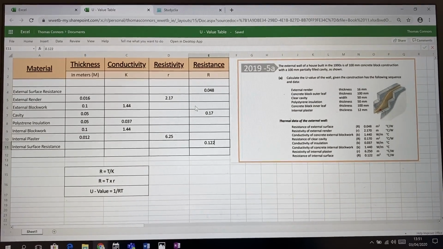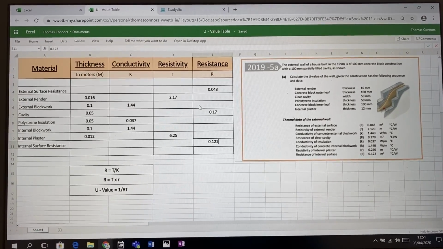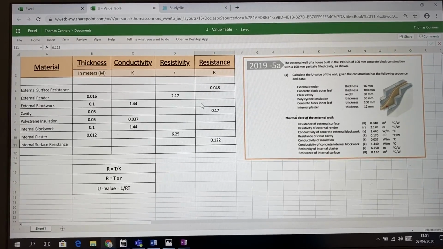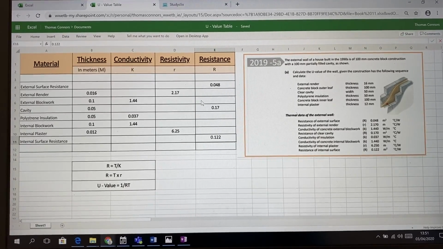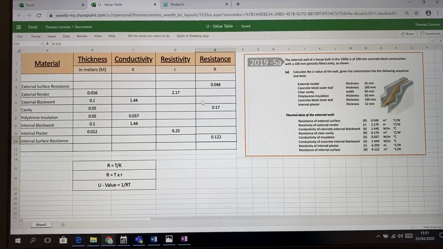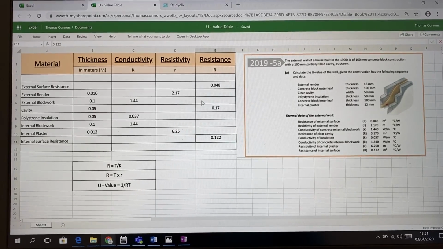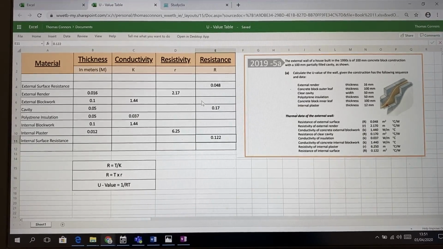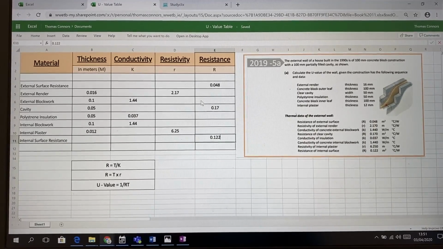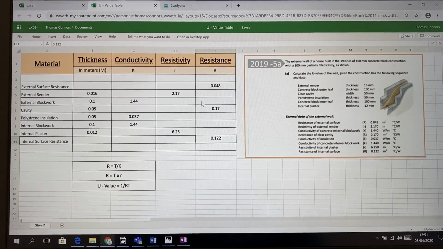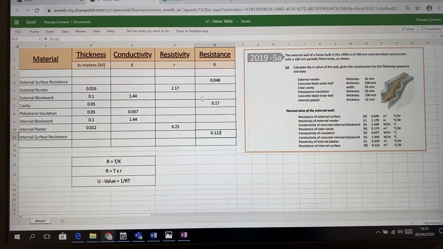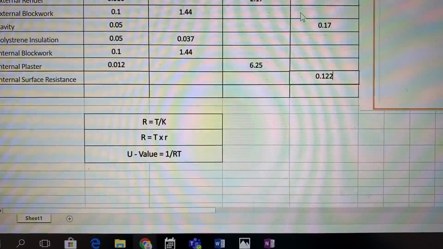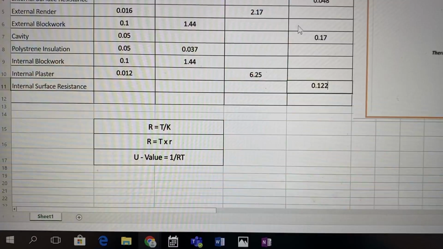Okay, following on from that, I've put my thermal data details into the relevant columns. Where I saw a small k, I put it underneath conductivity. Where I saw a small r, I put it underneath resistivity. And when I saw a capital R or big R, I put it in the final column, which is the resistance.